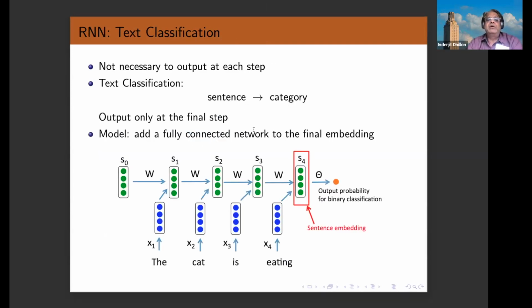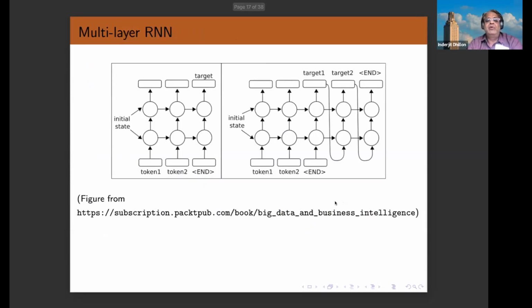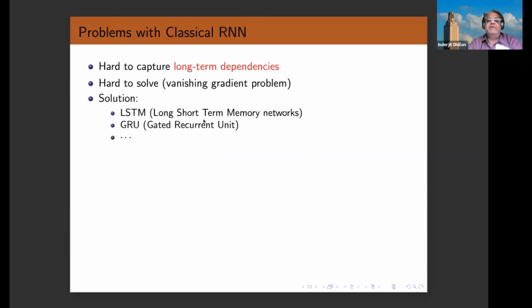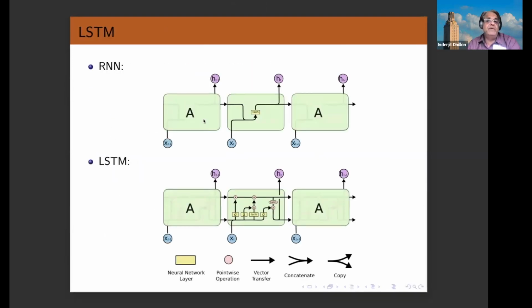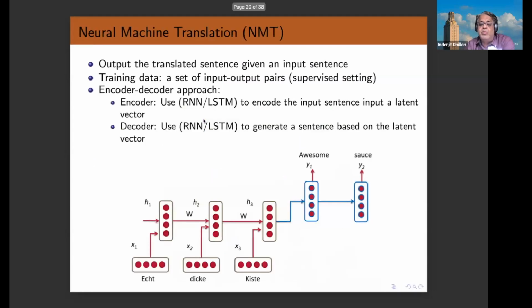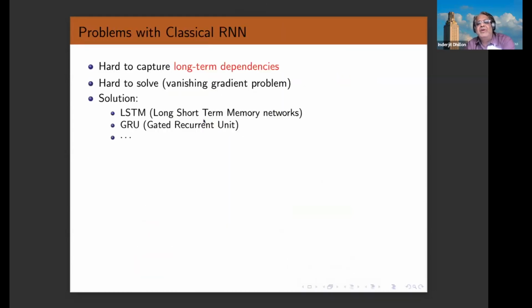Then we looked in particular at, for example, text classification. You can look at the final state as giving the output probability. You can have multi-layer RNNs. We also told you that RNNs actually don't really work, but you can replace them with something called LSTMs. They're much more stable. One of the reasons RNNs don't work is that they're hard to capture long-term dependencies. There's a vanishing gradient problem that happens. So RNNs really cannot be trained quite well, but LSTMs can.